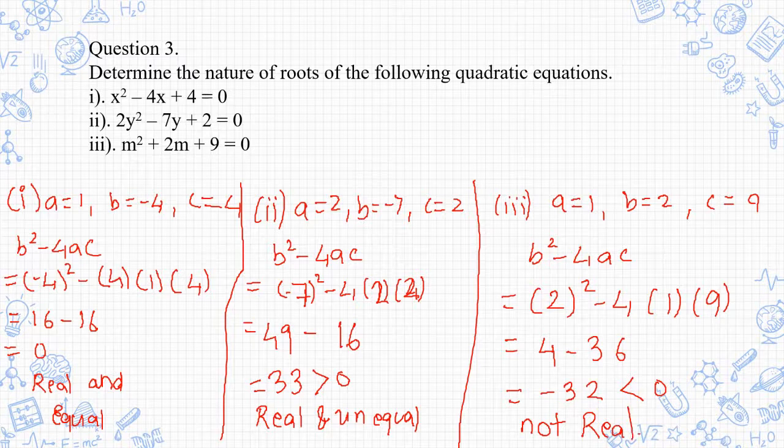So in this case, you can see there are all three examples. If the discriminant is equal to 0, then the nature of the roots are real and equal. If the discriminant has value greater than 0, that is a positive number, then you can say that the roots are real and unequal. And if the discriminant has a negative value that is less than 0, then you can say that the roots are not real.